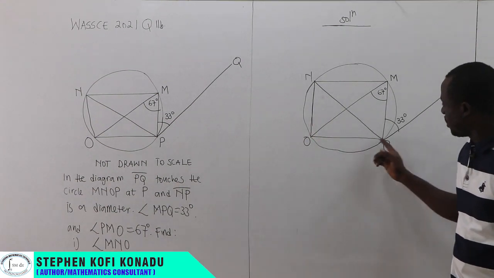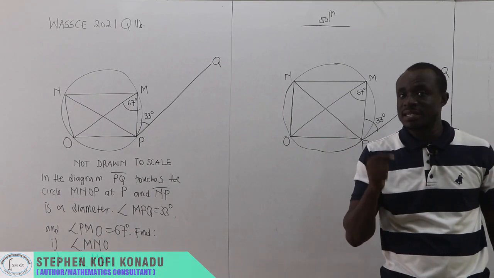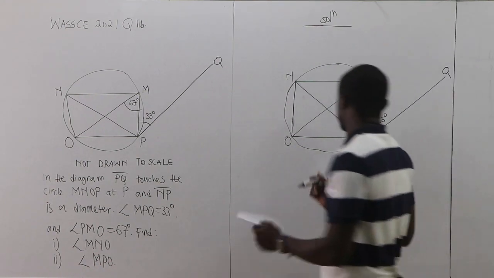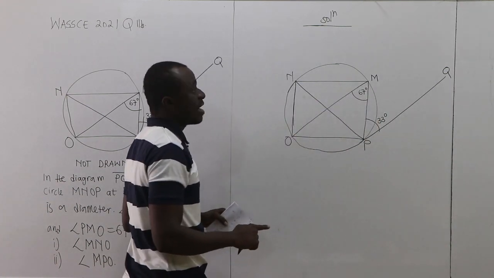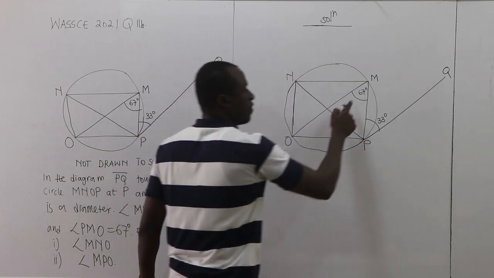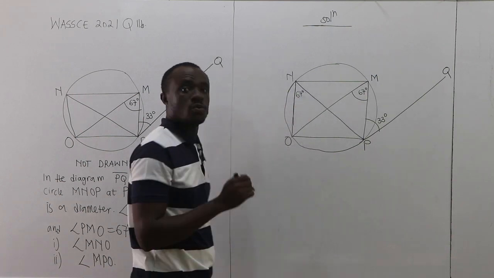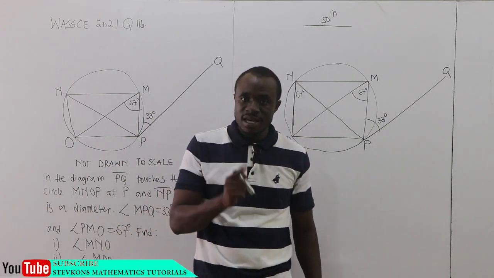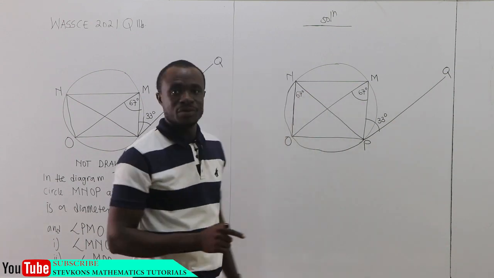Now OP is a chord, and we know that the angles a chord makes at the circumference in the same segment are equal. Because of that, OP is making an angle of 67 degrees at M. The same OP is also making an angle at N. So if this is 67 degrees, the angle here is also 67 degrees. Why? The angles a chord makes at the circumference in the same segment are equal.